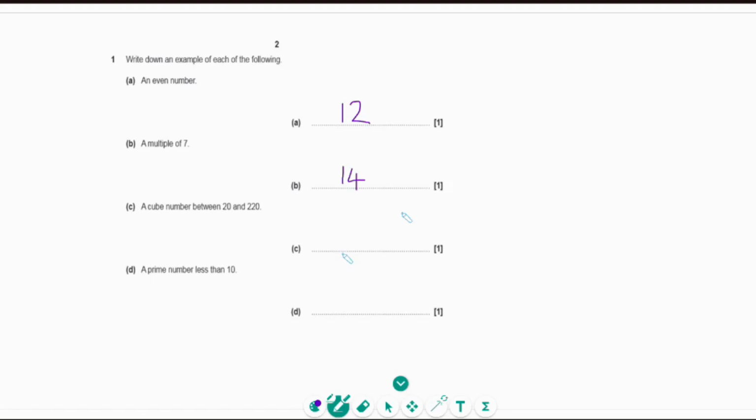A cube number between 20 and 220. Well, a cube number is the answer when a number's been multiplied by itself 3 times. So, for example, 1 cubed is 1 times 1 times 1, which is 1. So 1 is a cube number. 2 cubed, 2 times 2 times 2. In fact, this is a calculator paper, so you might just want to type into your calculator. 2 times 2 times 2 is 8. 8 is a cube number, but it's not between 20 and 220.